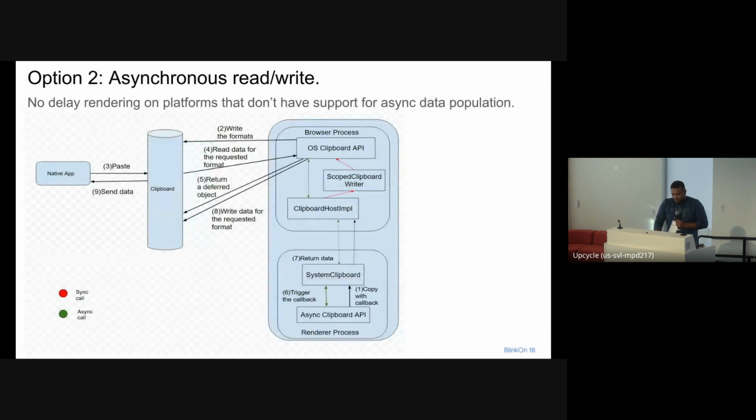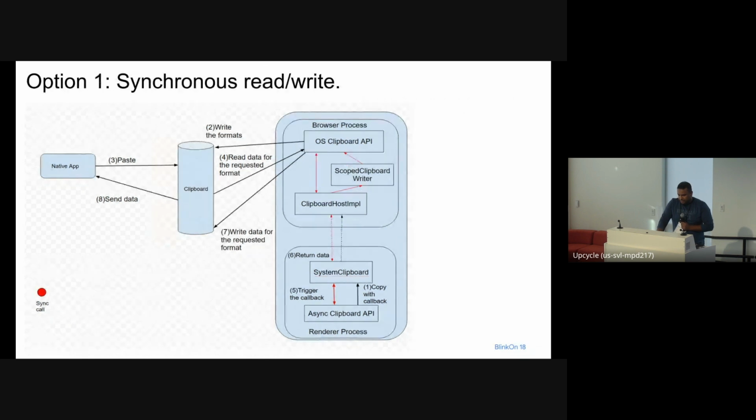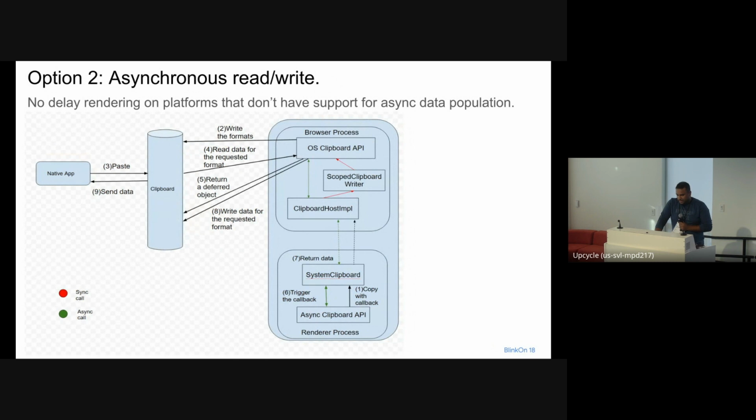So we propose another option, which is an asynchronous way to read and write formats. But this is currently only available on Windows 10 and above, and it uses the new WinRT APIs. The WinRT APIs are really a wrapper on top of the OLE GetClipboard and SetClipboard, which makes a COM RPC call from one app to another to transfer the data. The only thing that changes here is that the red arrow turns green. We make an asynchronous call from clipboard to browser process, and then from browser process to render process.